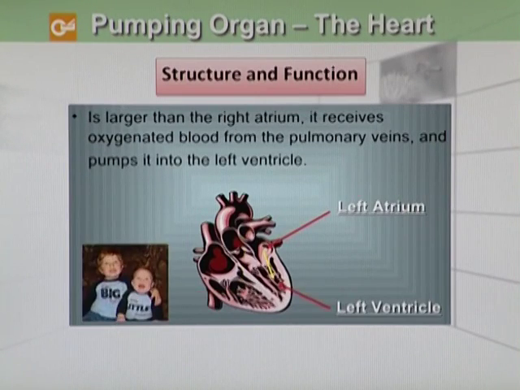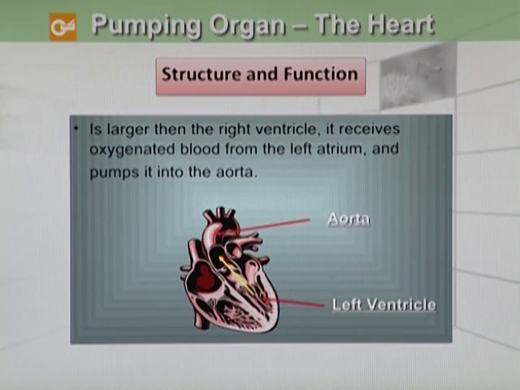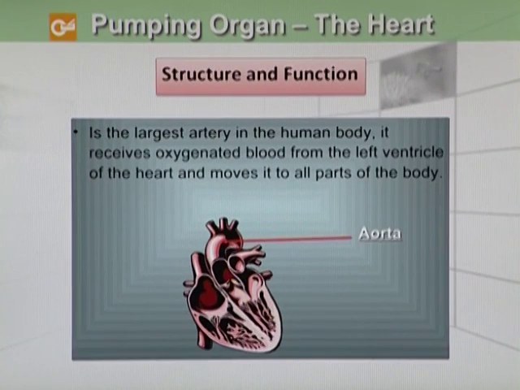Here we can see that the left atrium is larger than the right atrium, and it receives oxygenated blood from the pulmonary veins and pumps it into the left ventricle. And the left ventricle is larger than the right ventricle, and it receives oxygenated blood from the left atrium and pumps it into the aorta. And the aorta is the largest artery in the human body, and it receives oxygenated blood from the left ventricle of the heart and moves it to all parts of the body.